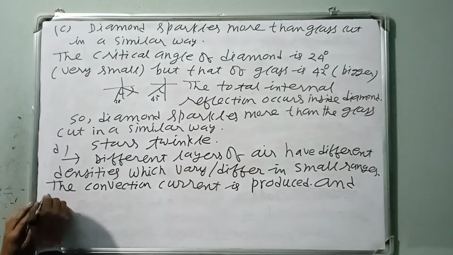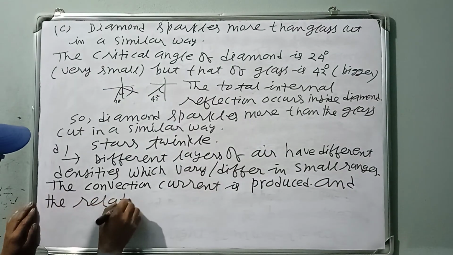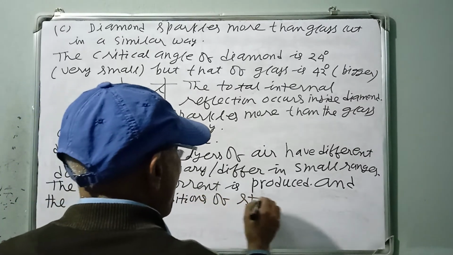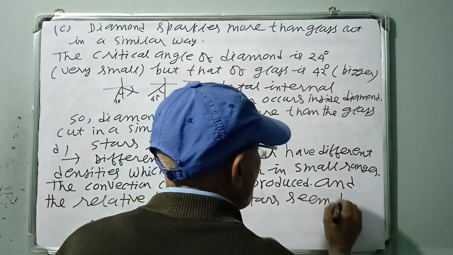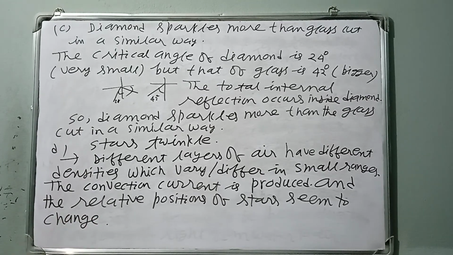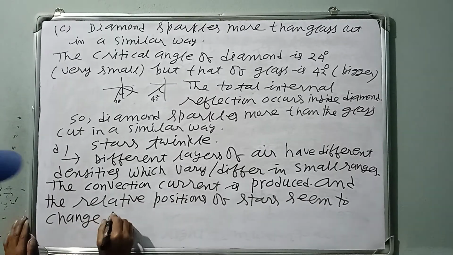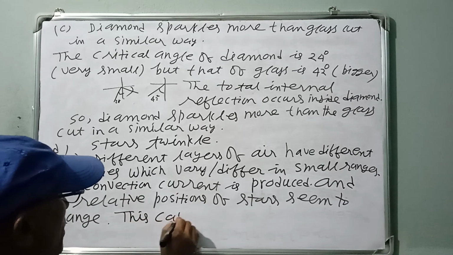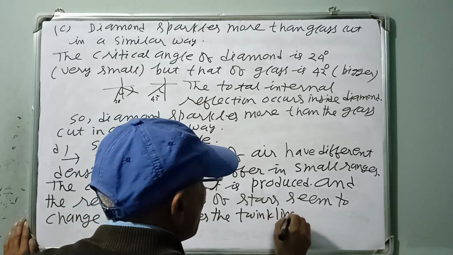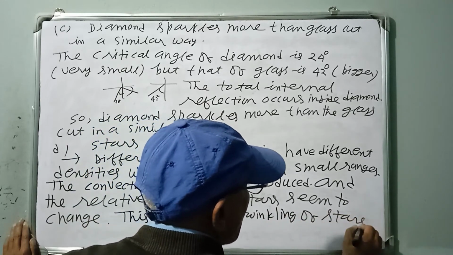And the relative positions of stars seem to change. The relative position of stars also seem to change. Then what happens? If the relative position changes, what happens? This causes the twinkling of stars.